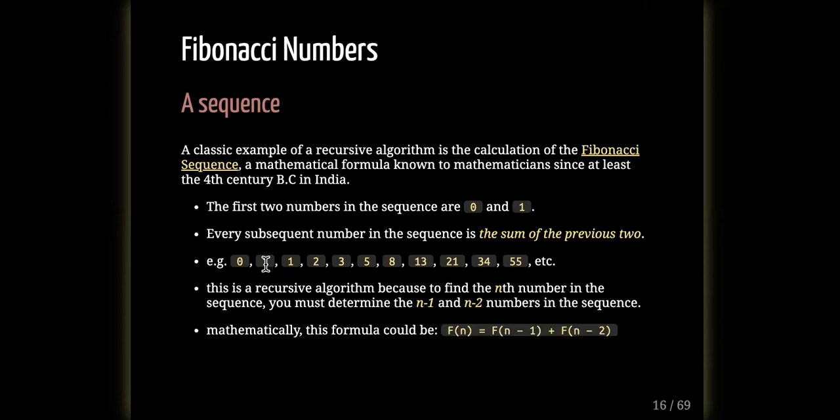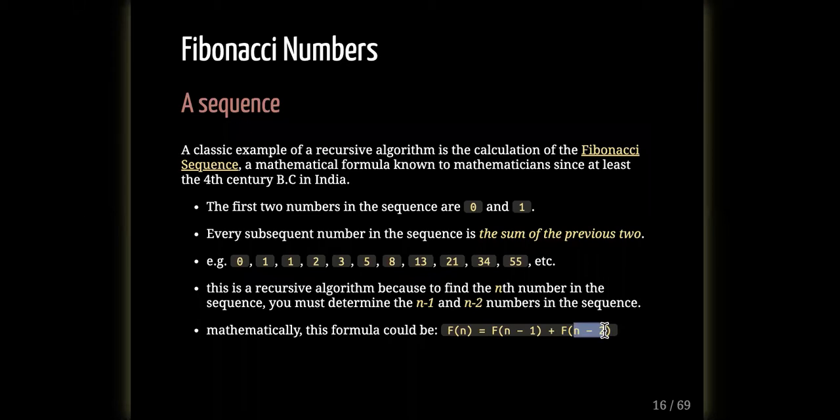Let's see how you would do that in math. The way you would write this formula, just mathematically, would be the function to get the Fibonacci number at any given position in the sequence, where n represents the position, would be the Fibonacci of the previous number in the sequence plus the Fibonacci of the number at the second closest position. So that's how you'd write that in math.